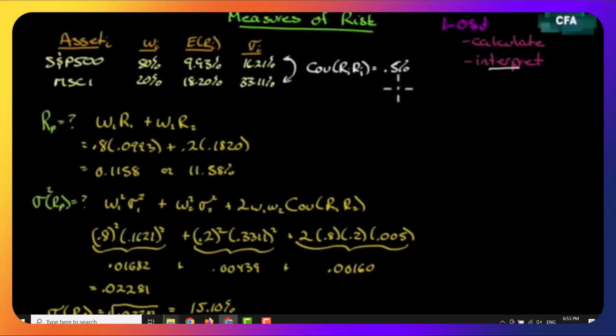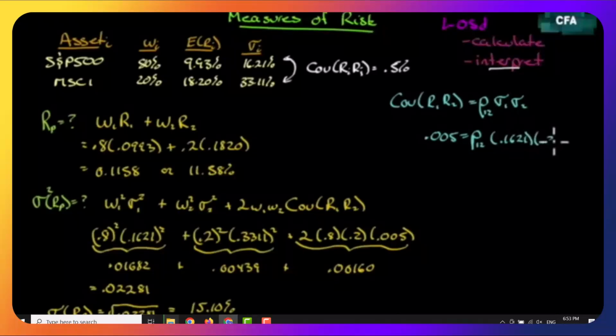And to see why this makes a lot of sense, let's calculate the correlation between the two. And we can calculate the correlation because we know that the covariance between two assets, R1 and R2, is the correlation between the two multiplied by the standard deviation of each one, the products of the standard deviation. And we know all of these things except for the correlation. So we know that this side is 0.005, which would equal the correlation, and the first standard deviation is 0.1621, and our second standard deviation is 0.3311. So all we have to do is just collect the terms and divide through.